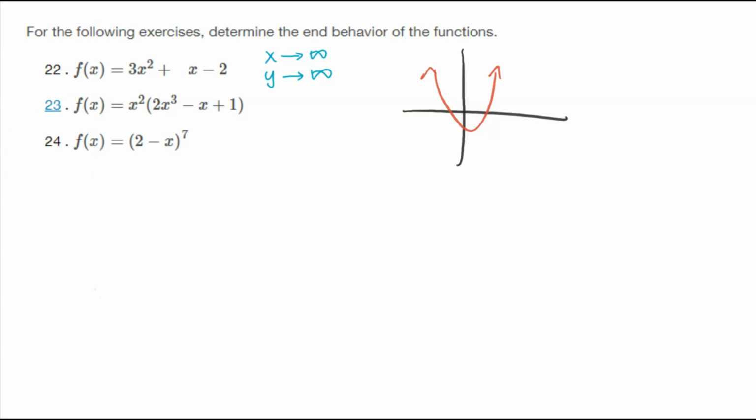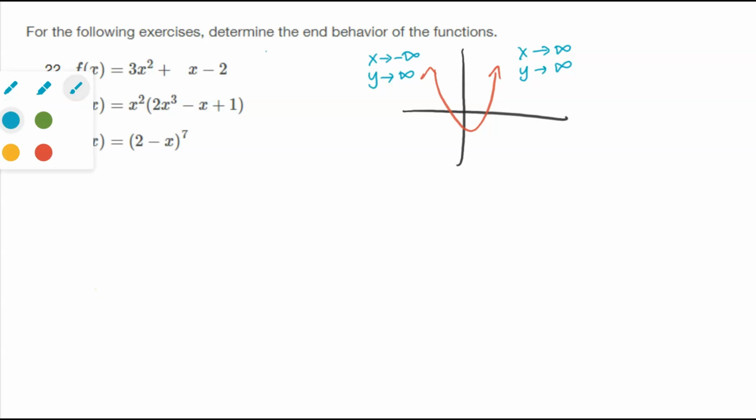So in fact, let me go ahead and move this over to the side that it matches. On this side, we have x goes to infinity, y goes to infinity. And on this side, our x is approaching negative infinity, but y is also getting really, really large and positive, just like it was on the other side, because we have an even power, which means our function is going to have end behavior that's the same on both sides. And then we have a positive coefficient, meaning that we're going to go to positive infinity.